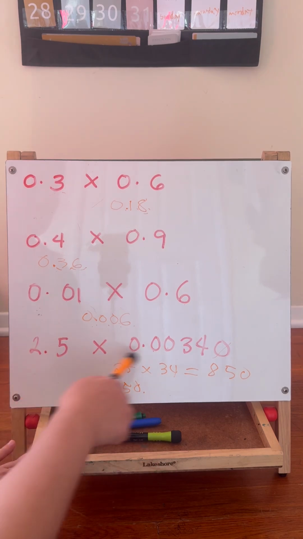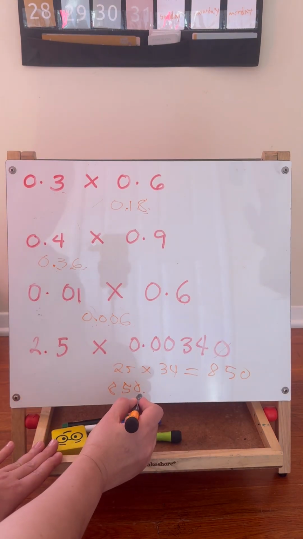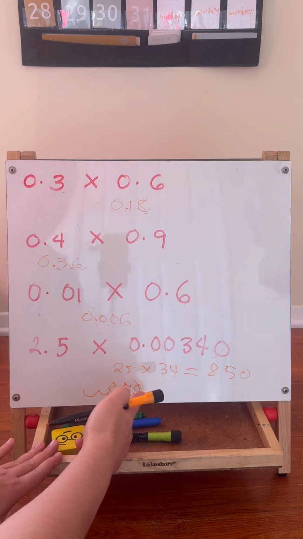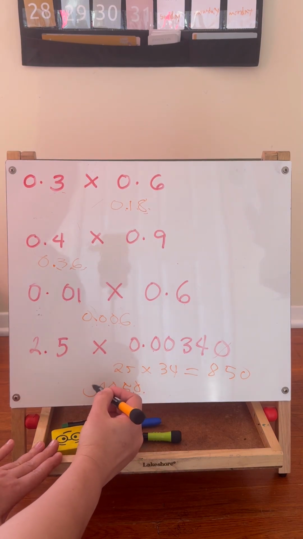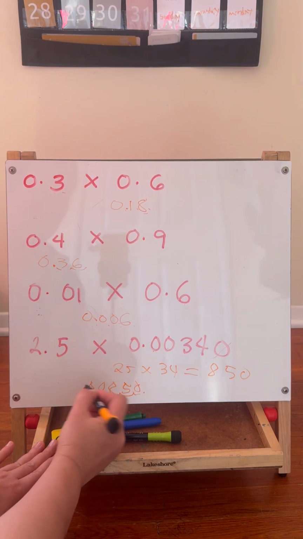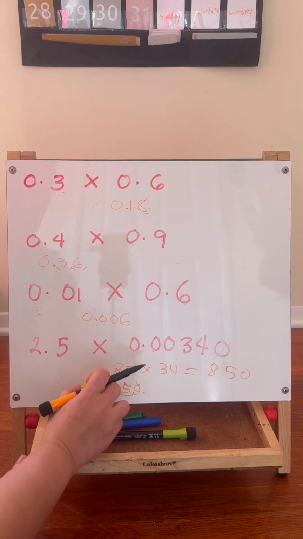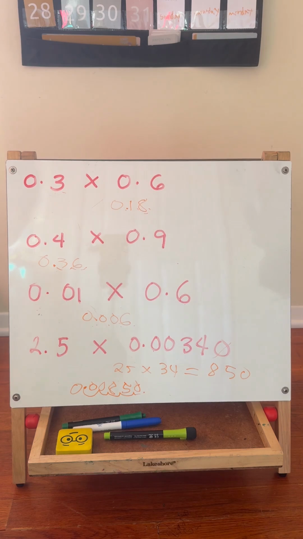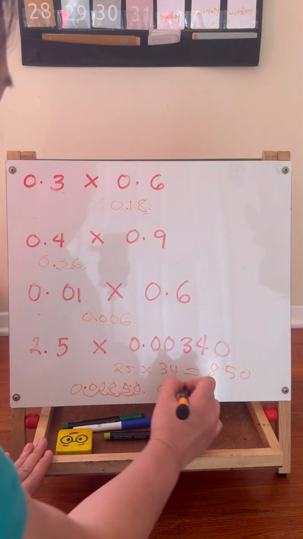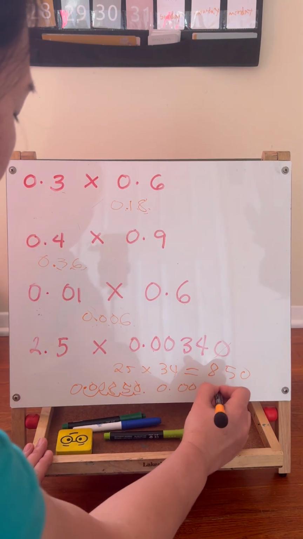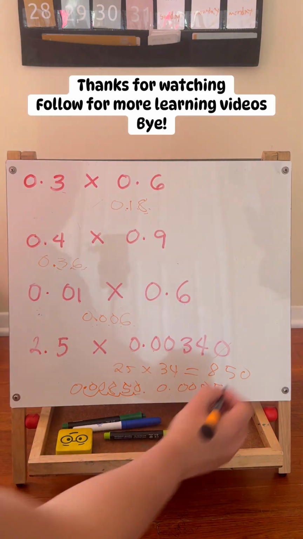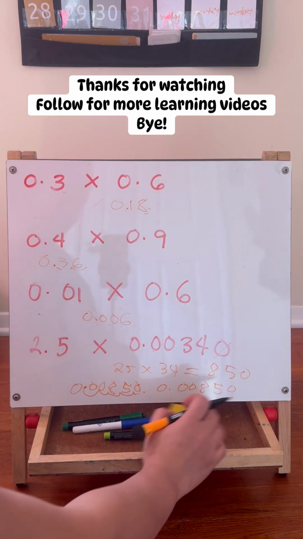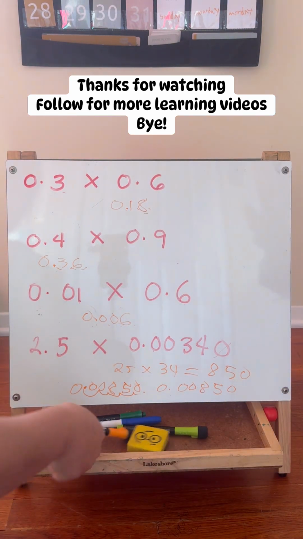move 1, 2, 3, 4, 5 places. Since we already have 3 digits here, we add 2 zeros to make it 5, and then attach the 0 before the first digit, the decimal point with 0. So our final answer is 0.0085. Or there's a 0 at the end; the 0 doesn't change the value of this decimal. Okay, that's it.